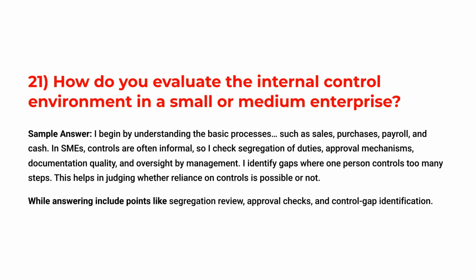How do you evaluate the internal control environment in a small or medium enterprise? Sample answer. I begin by understanding the basic processes, such as sales, purchases, payroll, and cash. In SMEs, controls are often informal, so I check segregation of duties, approval mechanisms, documentation quality, and oversight by management. I identify gaps where one person controls too many steps. This helps in judging whether reliance on controls is possible or not. While answering, include points like segregation review, approval checks, and control gap identification.